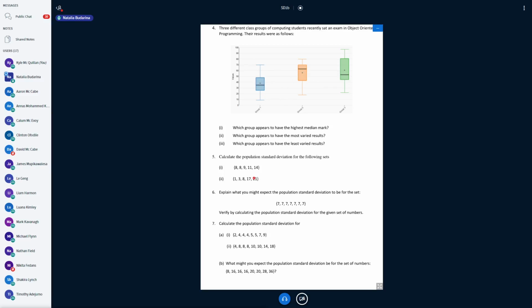Second question, which group appears to have the most varied results? What does this mean? It means which box has the biggest height, or longest box if it's on another axis. Which box, which rectangle, has the biggest height in this picture? Yes, group 3. Thank you very much.